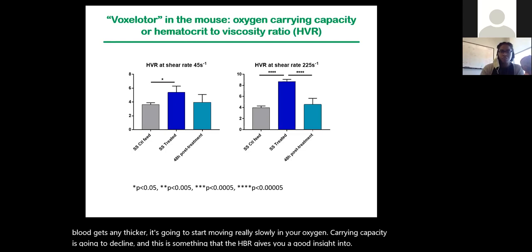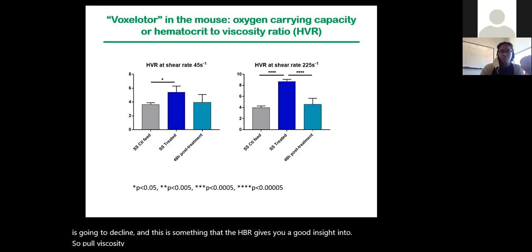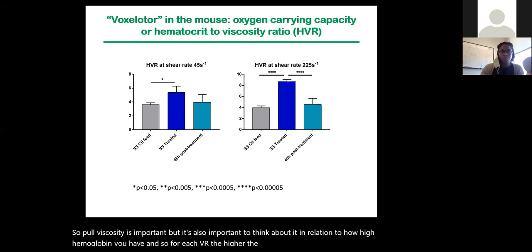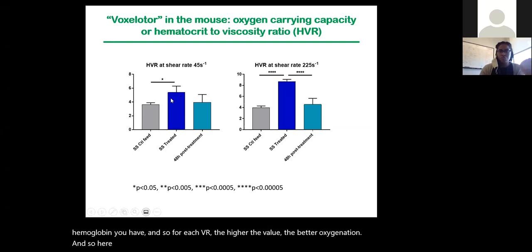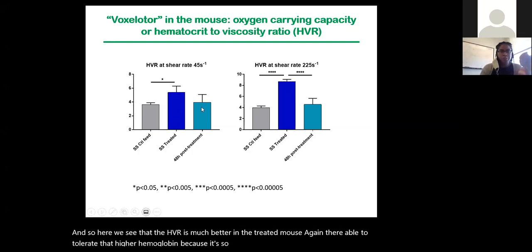So whole blood viscosity is important, but it's also important to think about it in relation to how high a hemoglobin you have. And so for HBR, the higher the value, the better your oxygenation. And so here we see that the HBR is much better in the treated mouse. Again, they're well able to tolerate that higher hemoglobin because it's so functional. And then we see it begin to decline when we stop treatment.